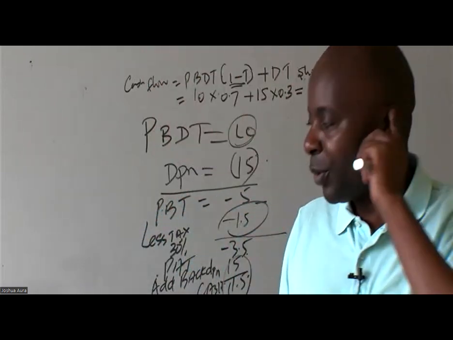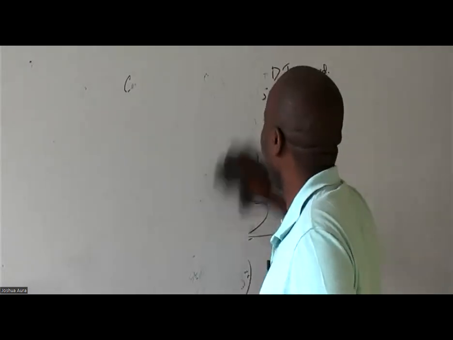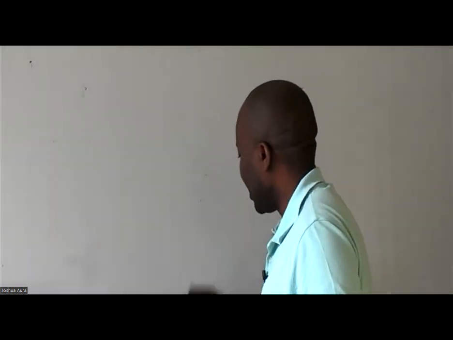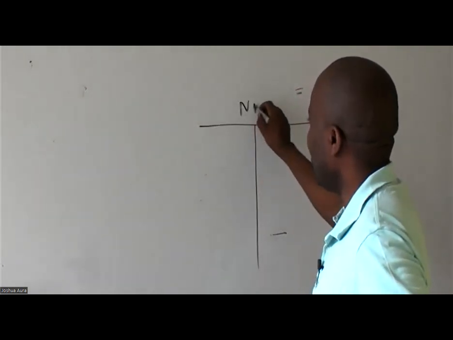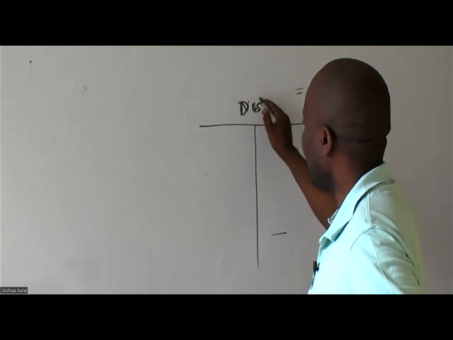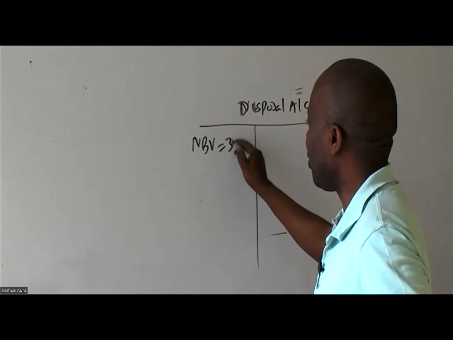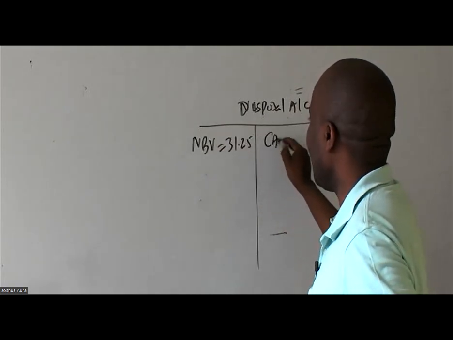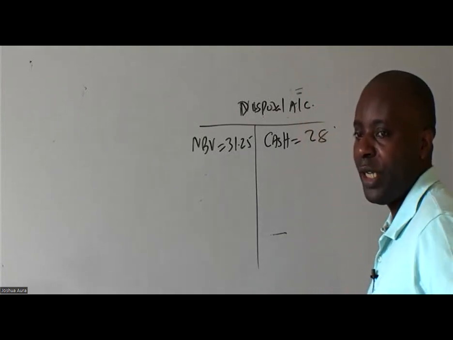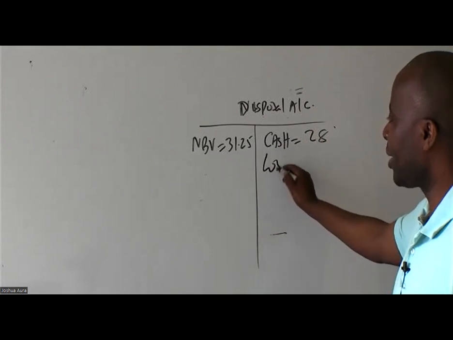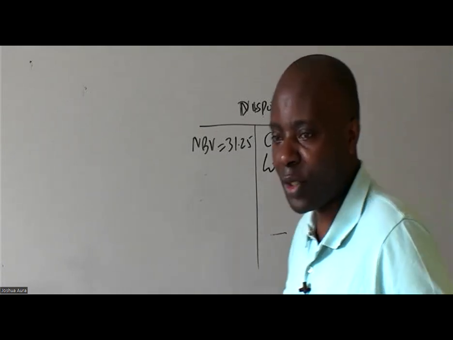Now, assuming, for example, to simplify this question, this is the disposals account. Assuming we have a net book value of 31.25, but in this case we are paid cash of 28, then automatically we shall make a loss. A loss of how much?